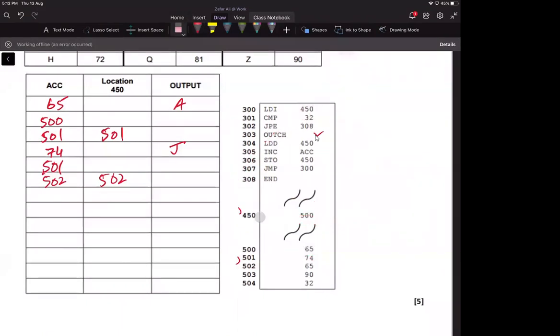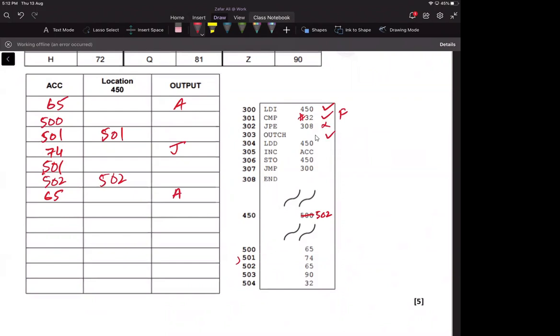Okay, now, so we now know that this is hash and this is now 502. So LDI 450, we go to 450, it is 502. So the 65 will be loaded back. And then compare with 32, false. So the JPE would not work. Then we will output, it would become A.